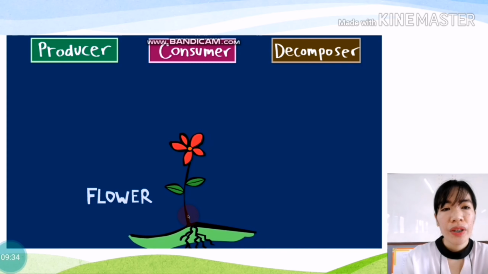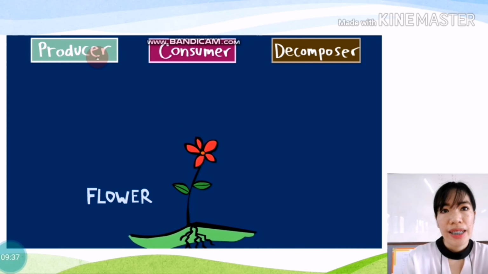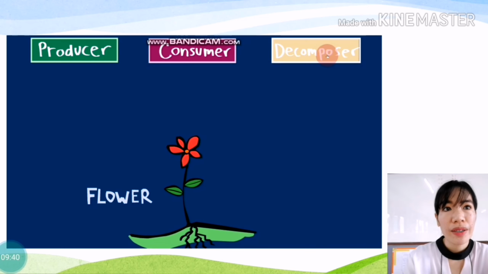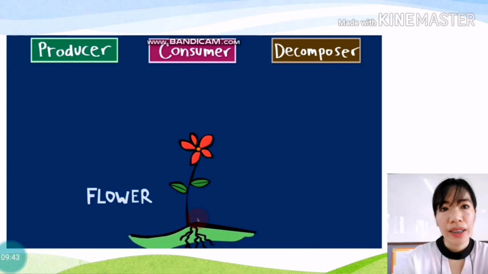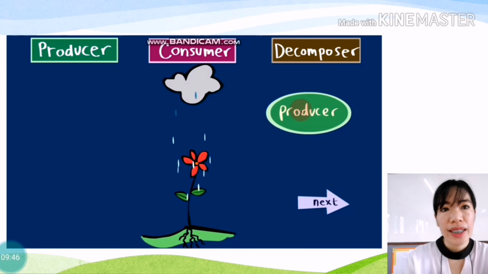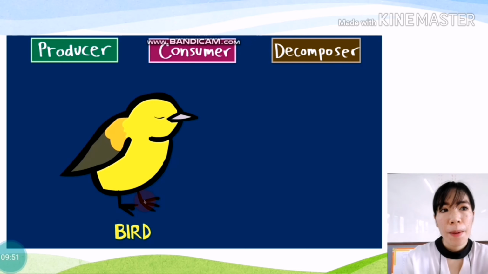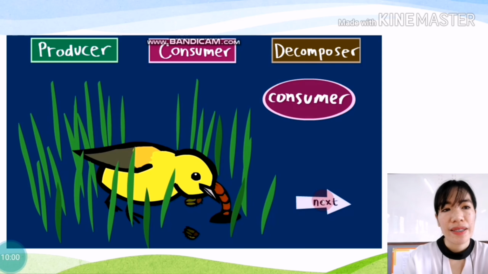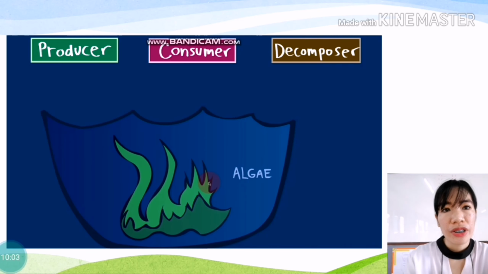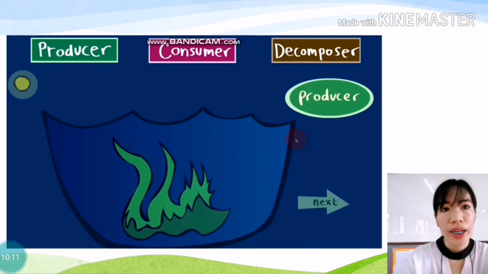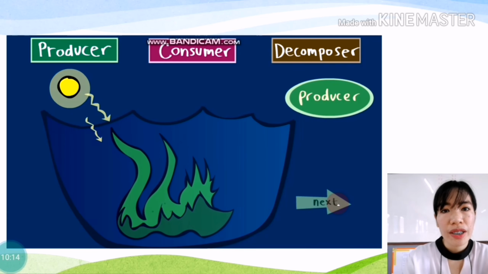Next, flower. Is it producer, consumer, or decomposer? Flower is producer. Got it right again. Next, bird. Is it producer, consumer, or decomposer? Bird is consumer. Yes, it's correct. Next, algae. Is it producer, consumer, or decomposer? My answer is producer. Why? Because algae is an aquatic plant.